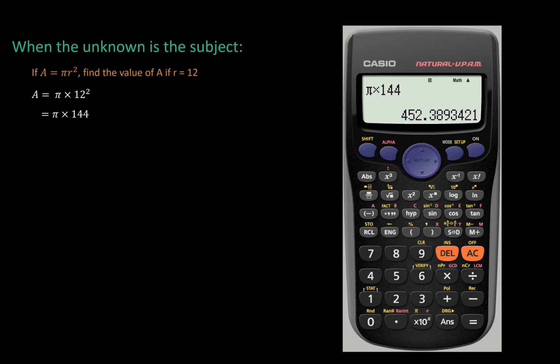When the unknown is the subject, that's easier to solve. So if A equals pi r squared, find the value of A if r equals 12. That just means wherever there's an r, we're going to put a 12 instead. And remember that when different variables are right next to each other with no gap, that means that they're multiplying together. So pi r squared means pi times r squared. In this case, A equals pi times 12 squared. Now 12 squared is 144, so it's going to be pi times 144.